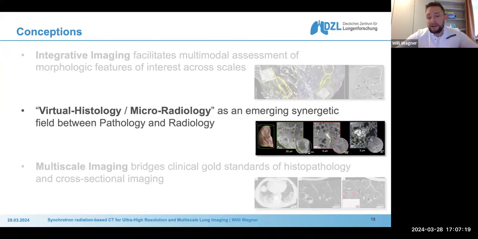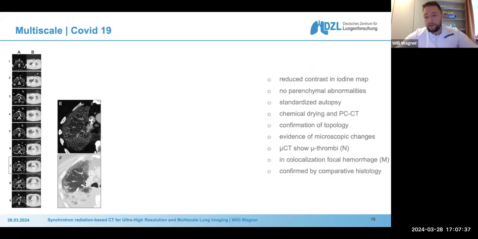It's the idea of pathologists and radiologists using ultra-high resolution synchrotron imaging to close the gap between histology and clinical imaging. And one example where we did such a thing, where we went down the scales and tried to follow a disease marker, was when COVID-19 popped up.